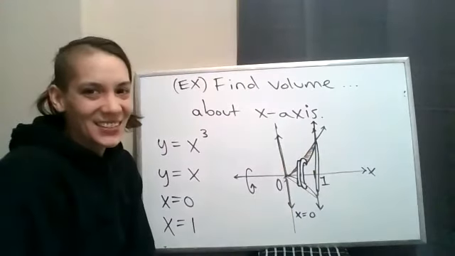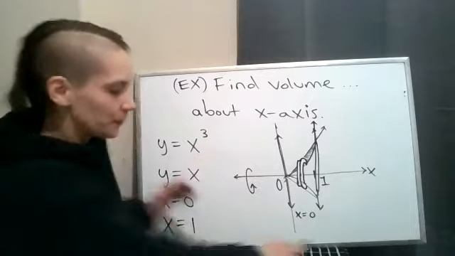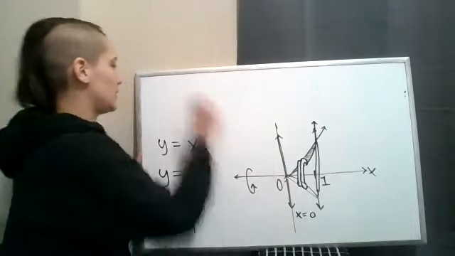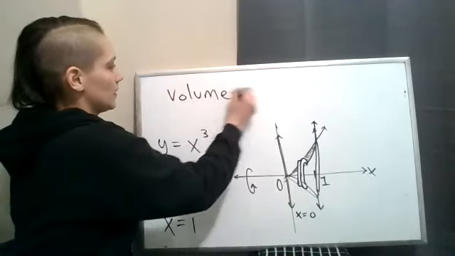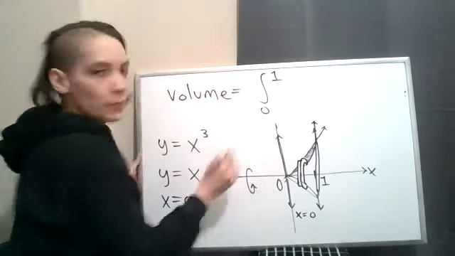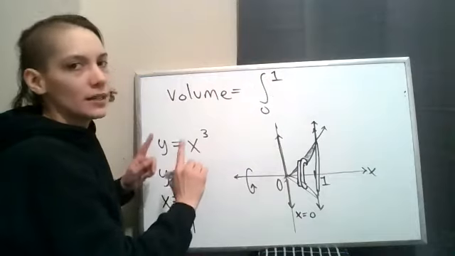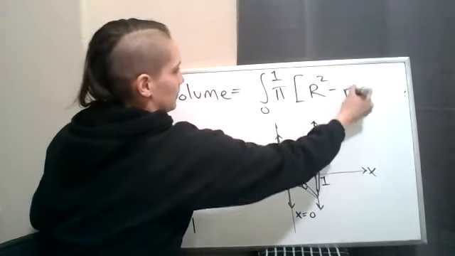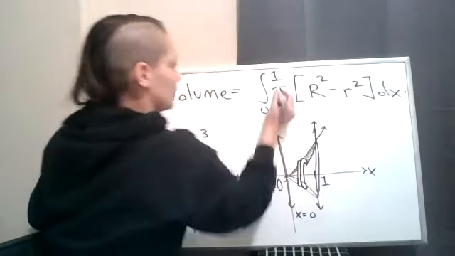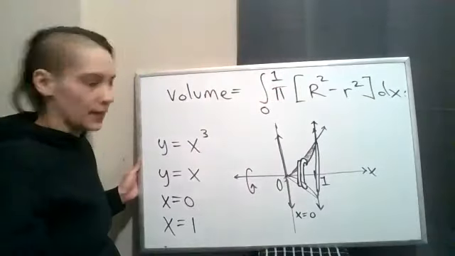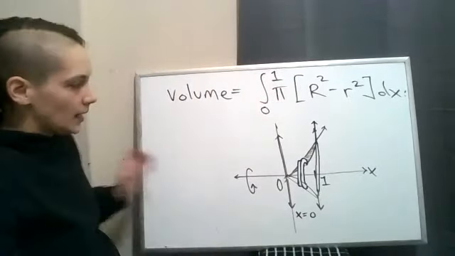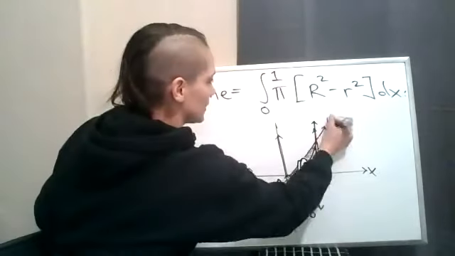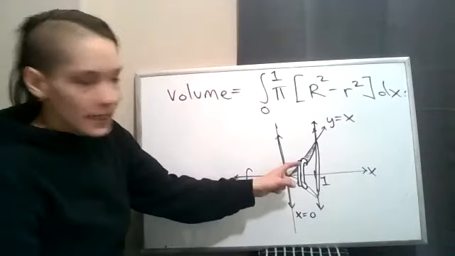Okay, so I want to take the volume and then integrate from 0 to 1 of pi, and then we're taking the outer radius squared, subtract the inner radius squared, dx. The outer radius is x, y equal to x. And the inner radius is x cubed.